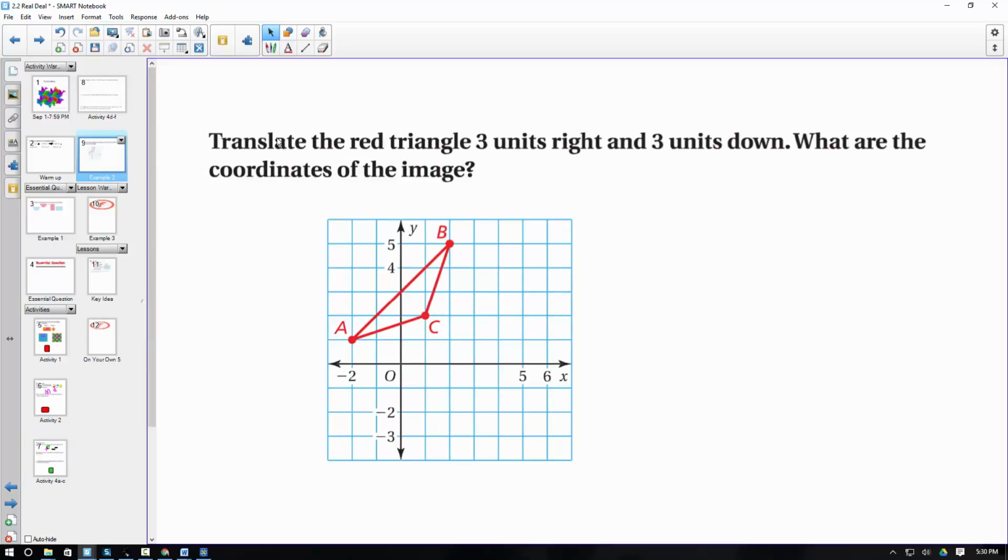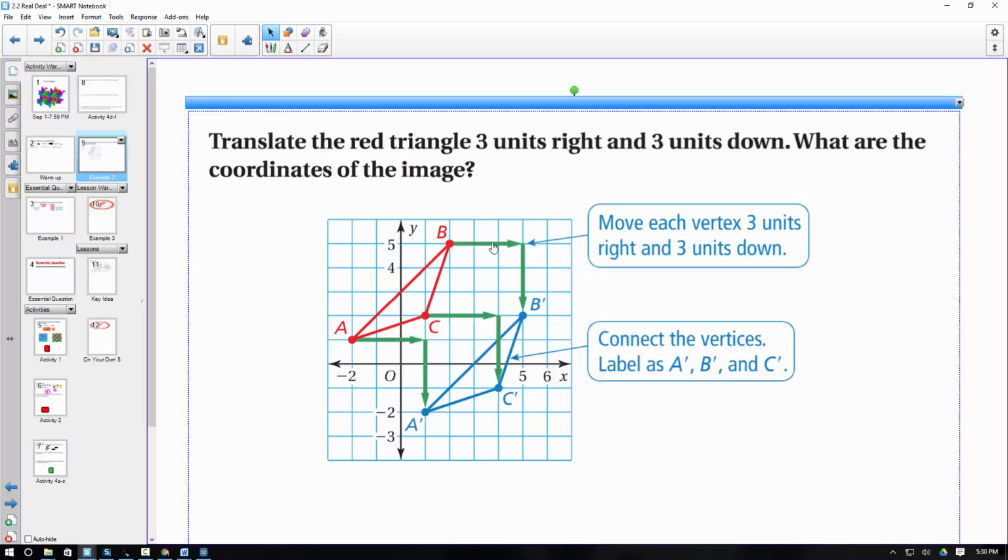So this one says translate the right triangle 3 units to the right and 3 units down. So every one of these little things here will go 3 to the right. So 1, 2, 3, and down 1, 2, 3. So this is B and this is B prime. This is C. I go over 1, 2, 3, and down 1, 2, 3. And this one I go down 3 and over 3. And when I connect these together, all these primes, I have the exact same shape that I had before, but now it is 3 units down and 3 units to the right.